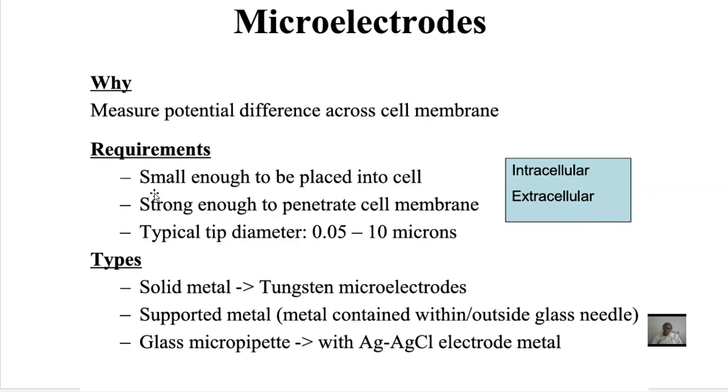Okay, not only small, it has to penetrate the cell membrane. That's why it has to be strong enough to penetrate the cell membrane. Typical tip diameter is 0.05 to 10 micrometers. The types of microelectrodes are solid metal, that is tungsten microelectrode, supported metal, metal contained within or outside a glass needle, and glass micropipette electrode with AgCl electrode metal. These are some examples of the microelectrode.